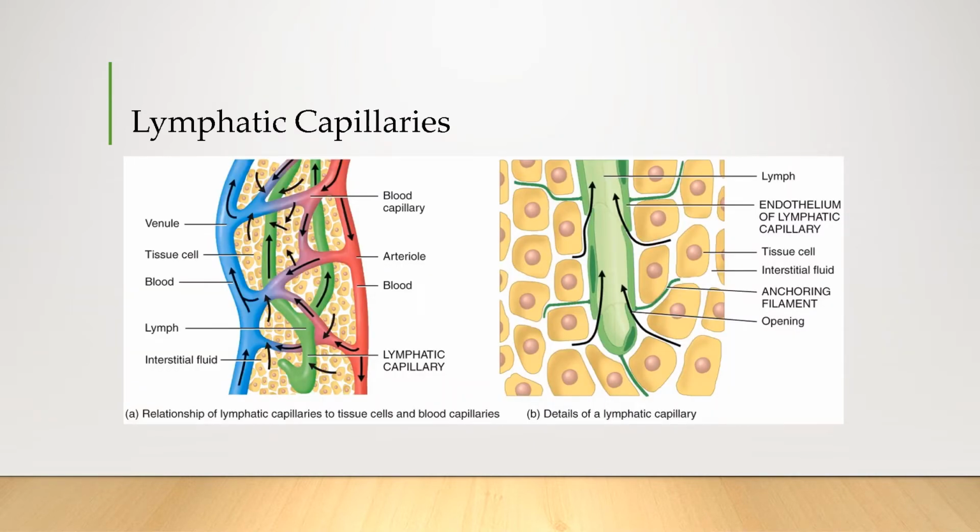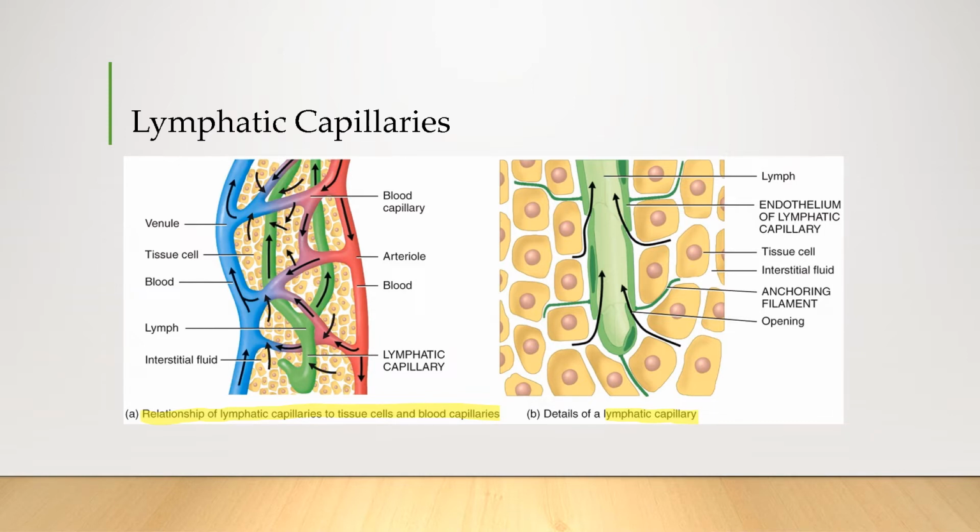So here we can see a lymphatic capillary on the right. We can also see that relationship of the lymphatic capillaries to the blood capillaries and also to the tissue cells around them. We can see that they have this dead end here because it ends here. We can also see this dead end here. So it's not a continuous system. They do have kind of dead end capillaries.